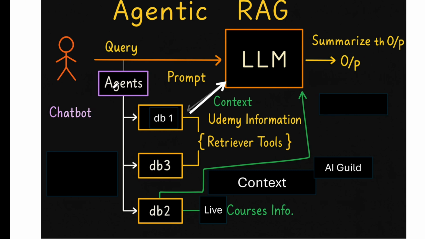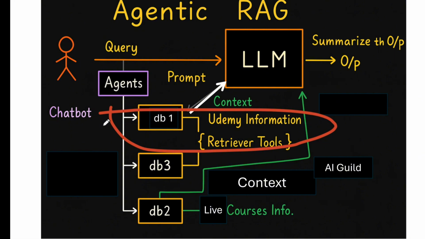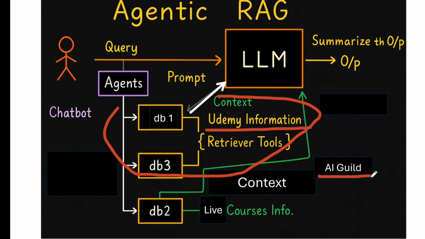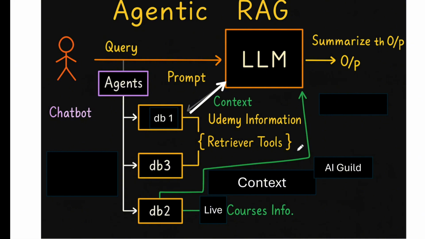Along with it, it also understands which database to call and which database should be retrieved. Suppose you ask for the best rated Udemy course, so it is going to go to only DB1. But suppose you ask a very generic question like what is agentic AI, so it may go to two places. It may go to the context of your Udemy as well as the AI Guild, which is also one of the recorded or self-paced programs.